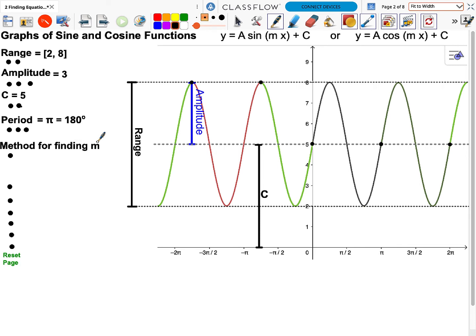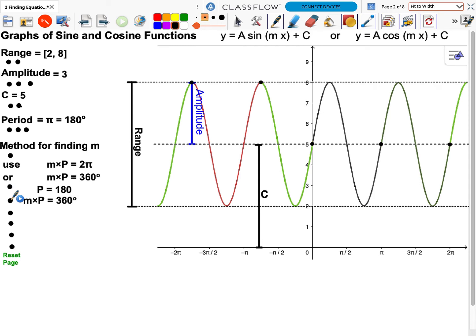Now, we said in the previous slide that we need a method for calculating the value of m. We've calculated the value of a, we've calculated the value of c. Now we need a method for calculating the value of m. We use this formula. You have to learn this formula. We've just calculated the value of p. The value of p is equal to 180.